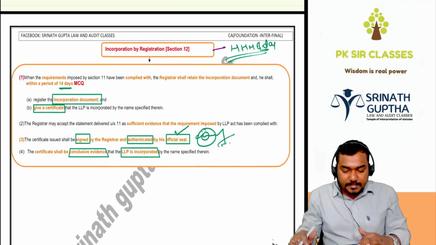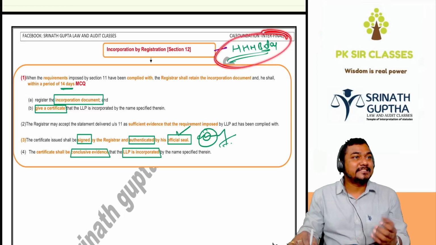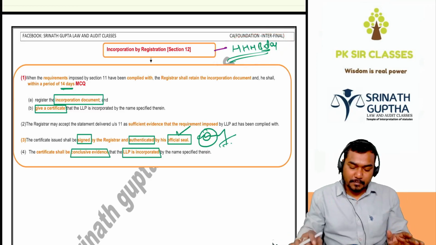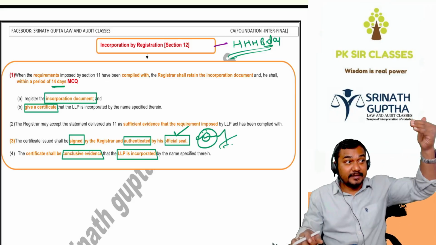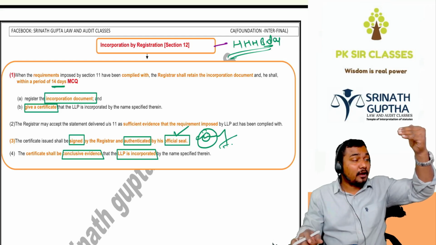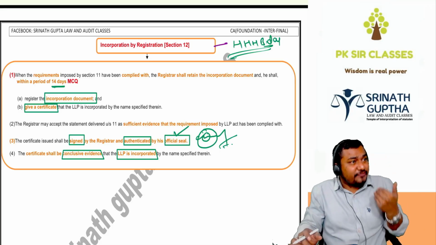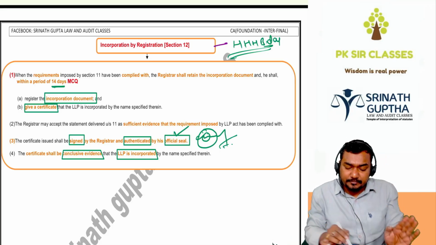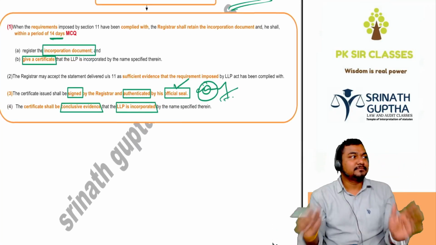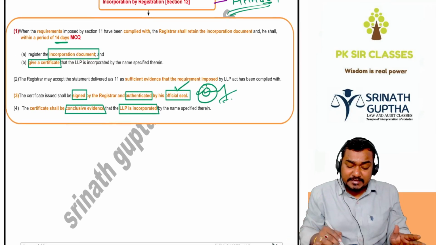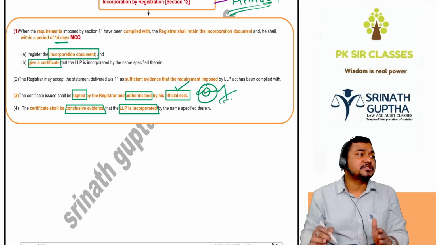Next, incorporation by registration. So under section 12, LLP takes its birth. Happy birthday. Which birthday? If the requirements of the LLP Act are satisfied, the requirements of section 11 are satisfied, that is, the incorporation document is filed with the ROC properly along with filing fees and registration fees, and the registrar is satisfied, he will issue the certificate of incorporation within 14 days. How many days? Under his own signature and the common seal. Then LLP is deemed to be registered. It is conclusive evidence that the LLP is registered. No one can question the validity of the birth of the LLP after registration.